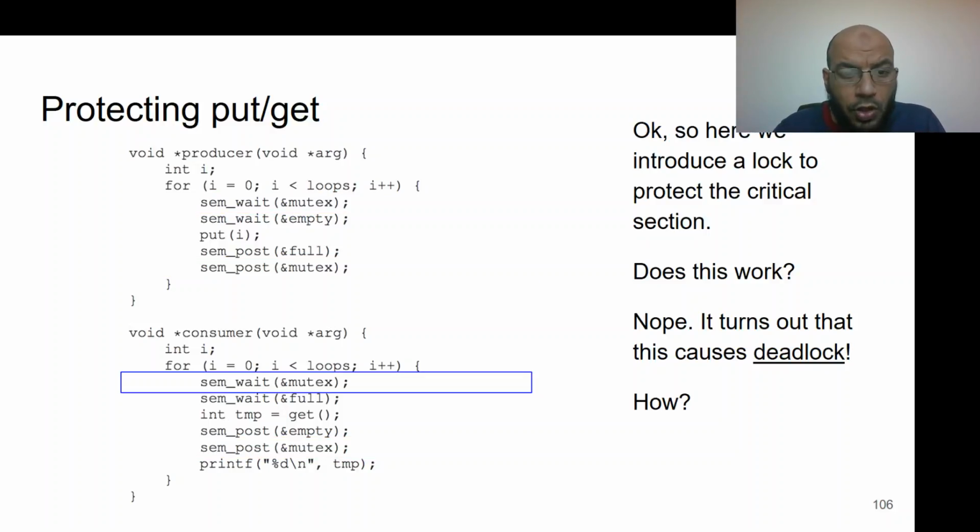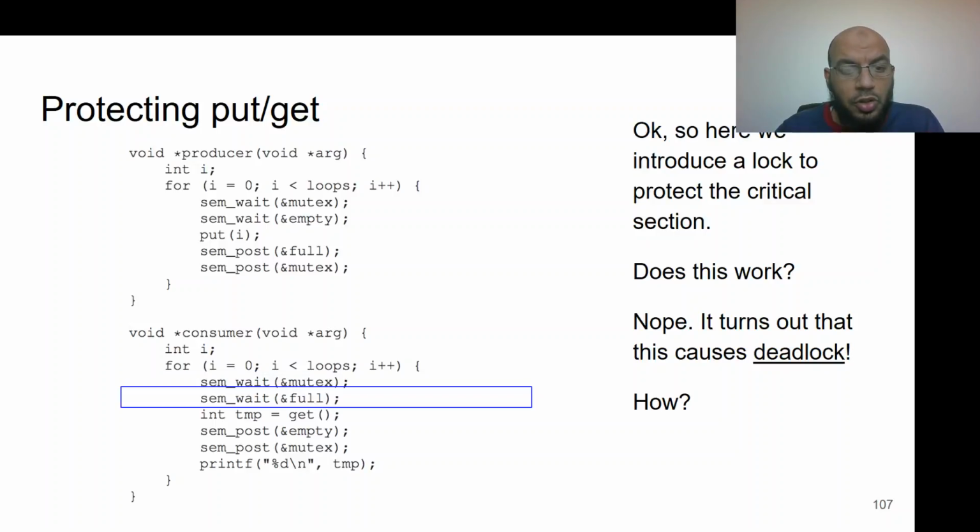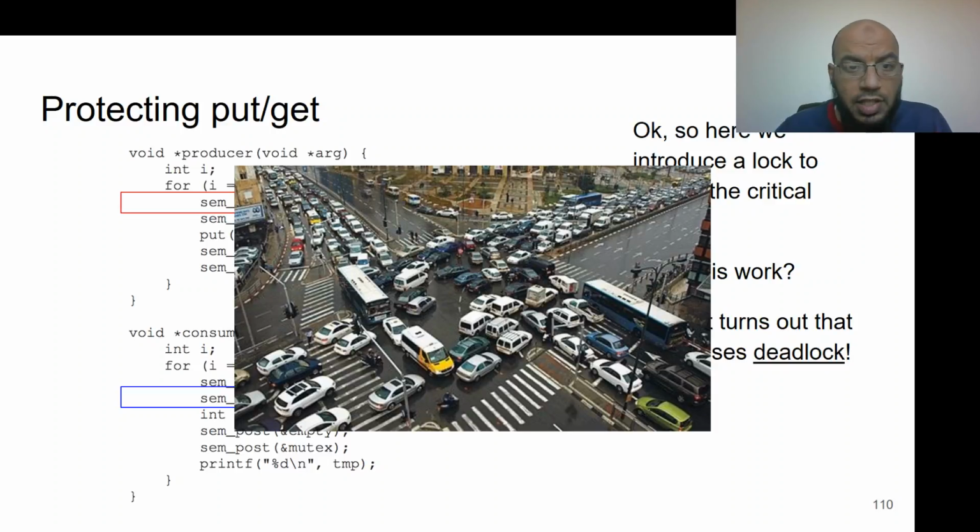So you have the consumer waiting on the mutex. No one has the mutex, so the consumer can continue. And then you wait on full. So now you're waiting for something to be filled, and then the producer comes in, tries to wait on the mutex, but the consumer has already acquired the lock, which means that you have a deadlock, because the producer cannot proceed as long as the consumer has the lock, and the consumer does have the lock.